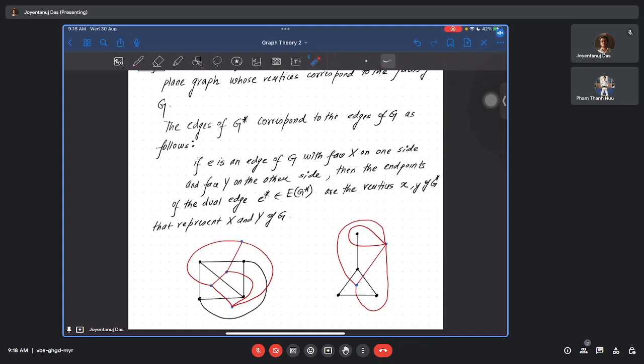So it is saying, suppose E is an edge of G with face X on one side and face Y on the other side, right? So let us see an example. Suppose this is my edge E, right?